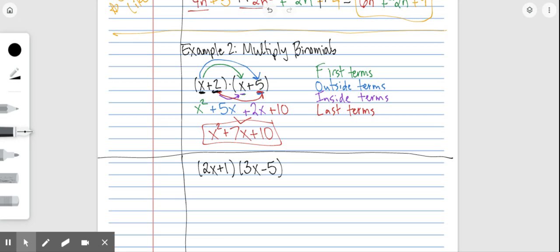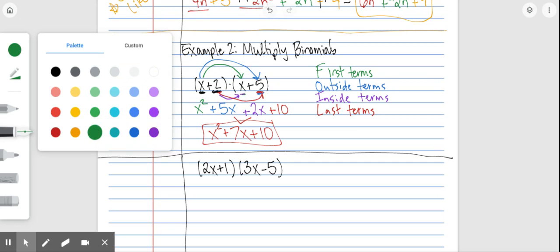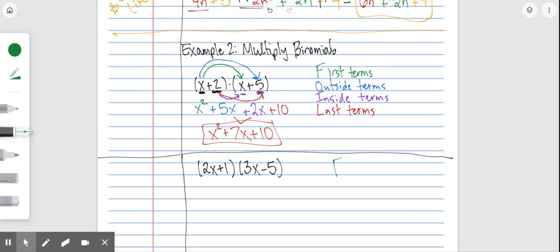That's the whole reason FOIL was kind of just created, so that people didn't forget to multiply any of the terms. So we're going to do the same thing just like we did last time. So we're going to start with first terms for FOIL first. So my first term in this binomial is 2x, and my first term here is 3x. So I do 2x times 3x, which is going to be 6x squared.